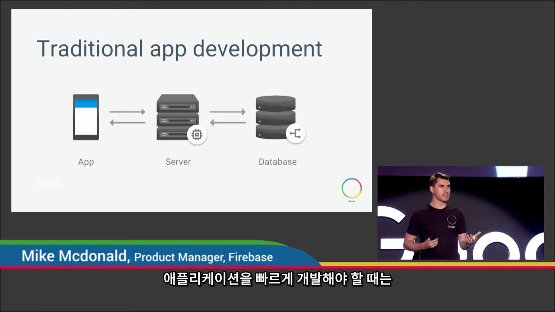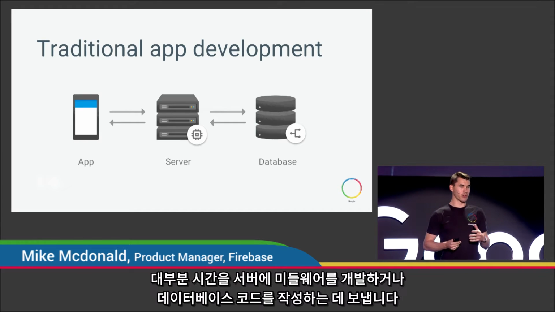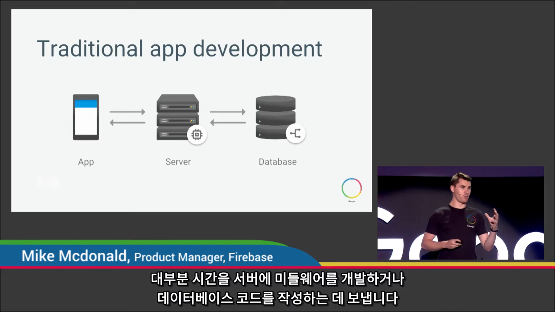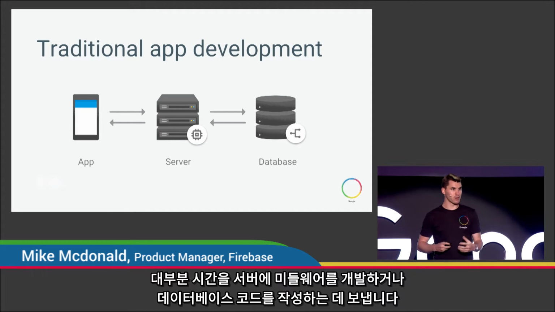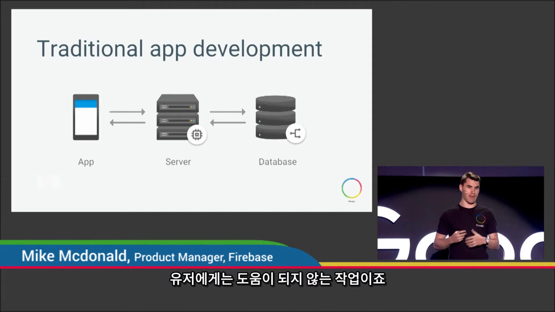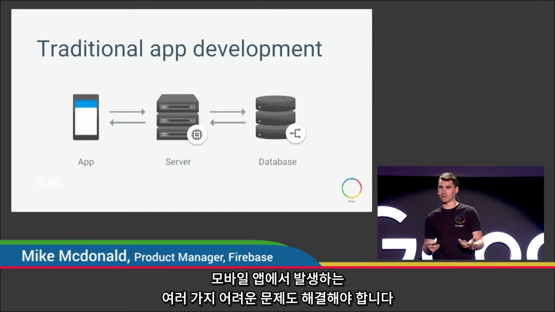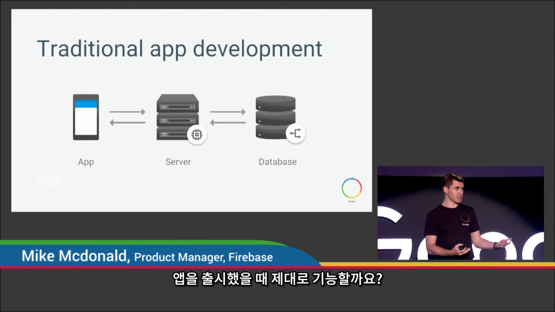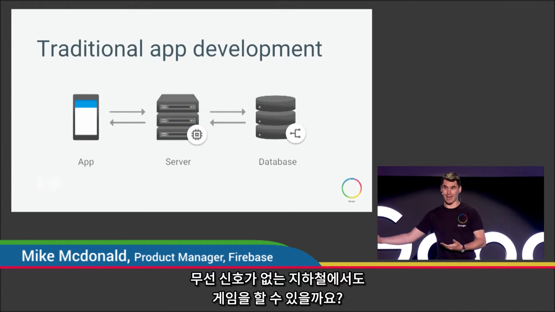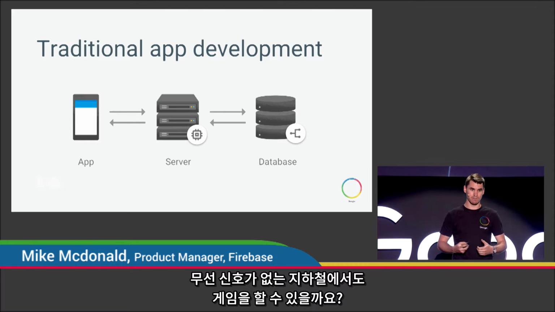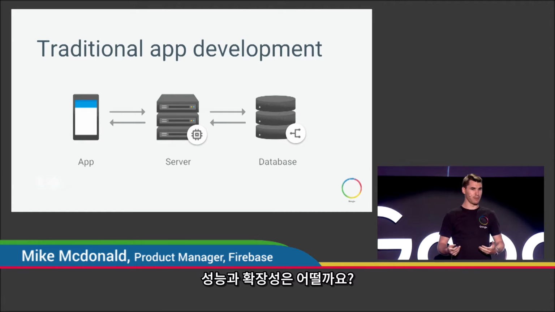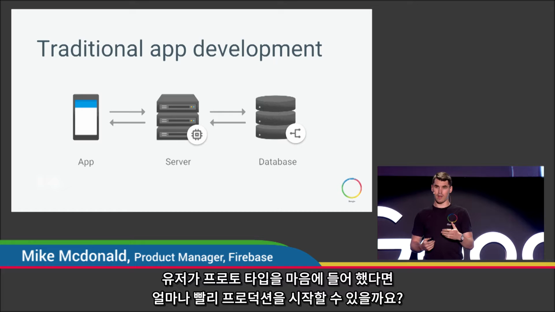But when you need to quickly develop applications, you're going to spend a majority of your time writing middleware on your server and database code. And that doesn't benefit your users. You also haven't solved a lot of really difficult problems on mobile apps. What happens if the app is offline? Does it still function? Can people game while in the subway when they don't have cell signal? And what about performance and scalability? If your team has a prototype that your users love, how quickly can you get it into production?